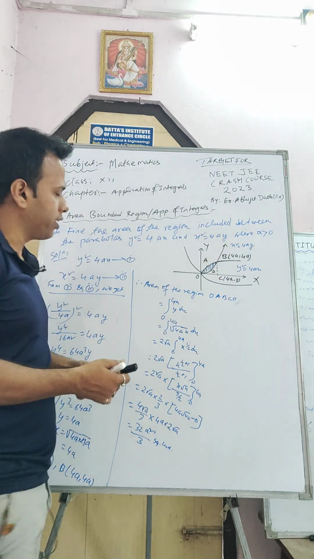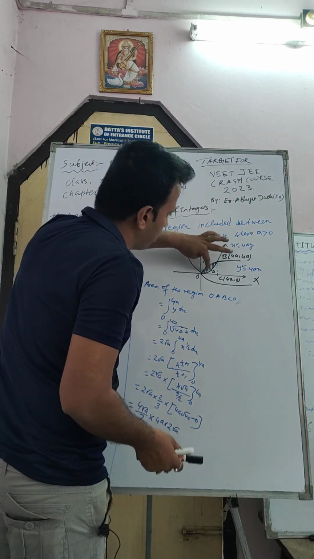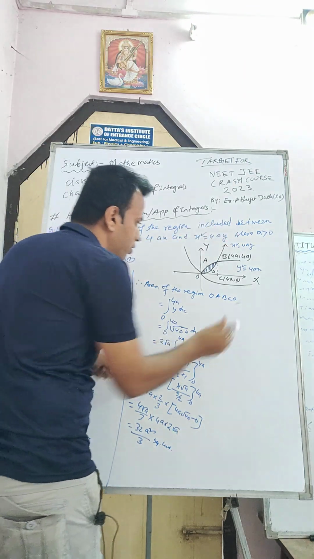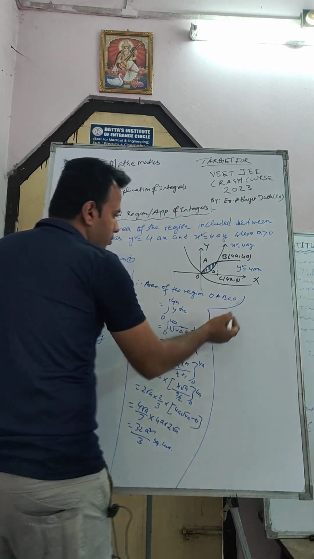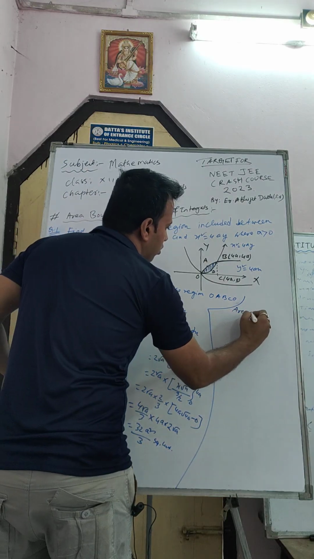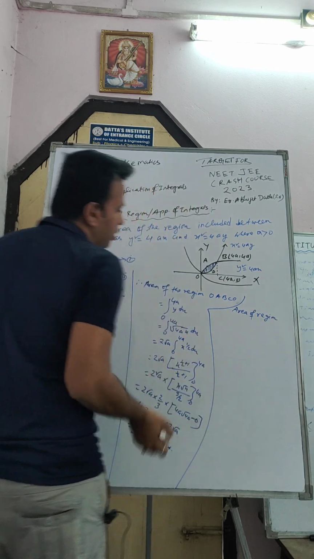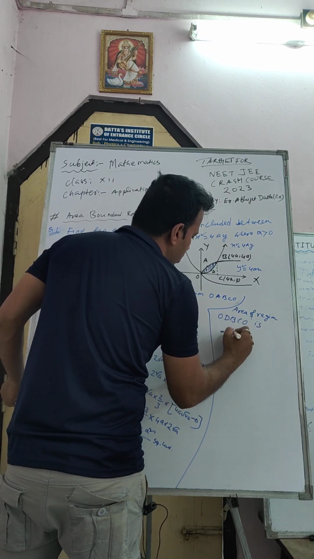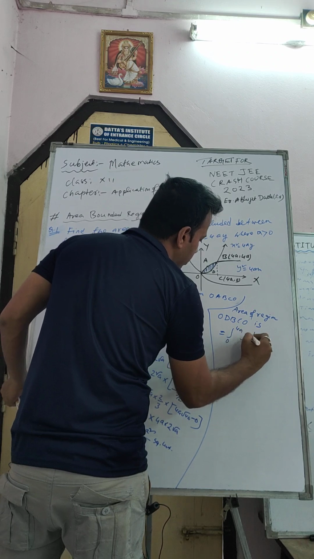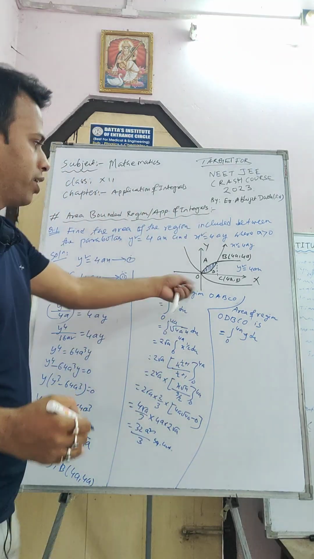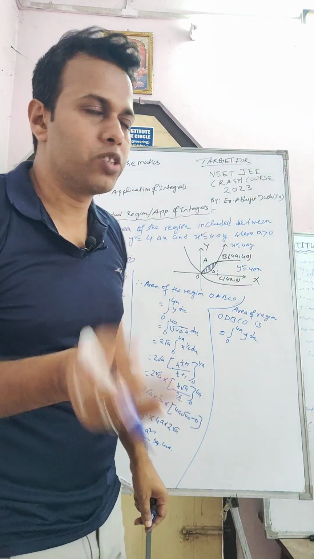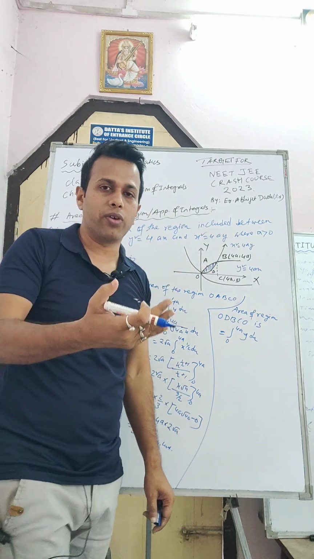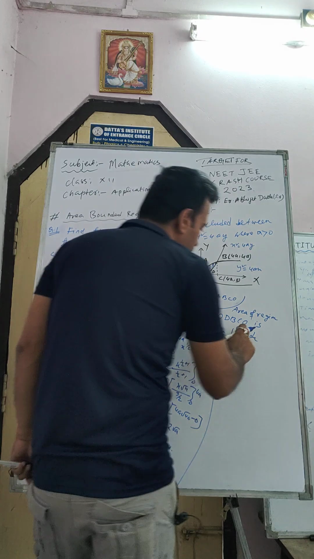Now we have to find out this area, ODBCO, by using this parabola. So let's try to find out. The area of the region ODBCO is the integration from 0 to 4a of y dx. If you find the area on the x-axis, it will be y dx, and if you find the area on the y-axis, it will become x dy. Always remember this one.